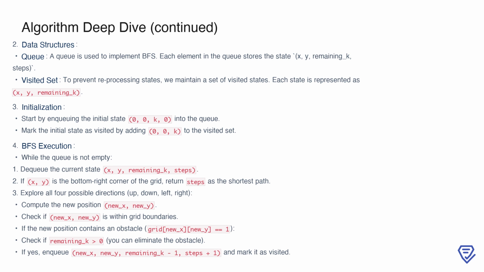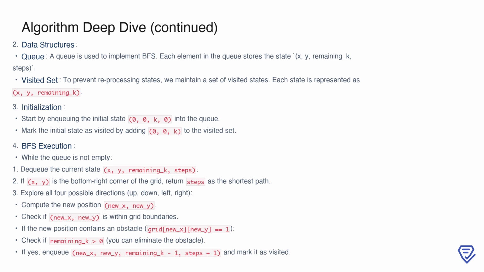The BFS execution proceeds as follows. While the queue is not empty, we dequeue the current state and check if we've reached the bottom right corner. If so, we return the number of steps as the shortest path. Otherwise, we explore all four possible directions: up, down, left, and right. For each direction, we calculate the new position and check if it's within grid boundaries.